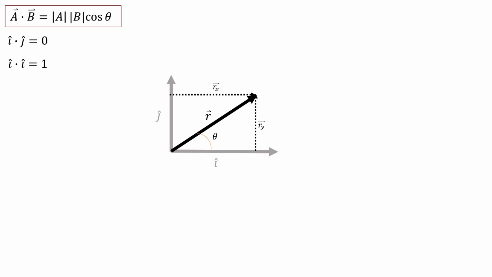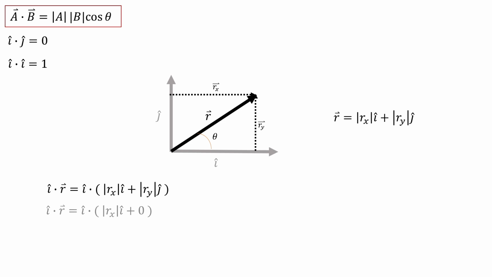Some vector r, which can be expressed in terms of its components r sub x and r sub y, can then be projected onto the i and j axes by dotting r with i or r with j. i dot r will be i dot the sum of r sub x times i hat plus r sub y times j hat. Because i dot j will go to 0, we're left with only r sub x, which can be rewritten as r times the cosine of theta.